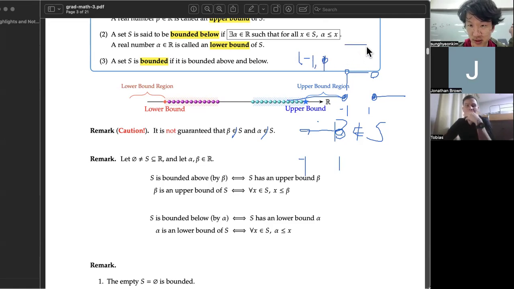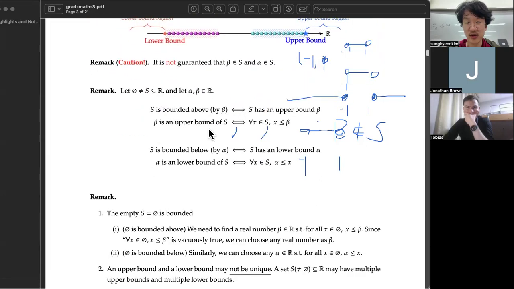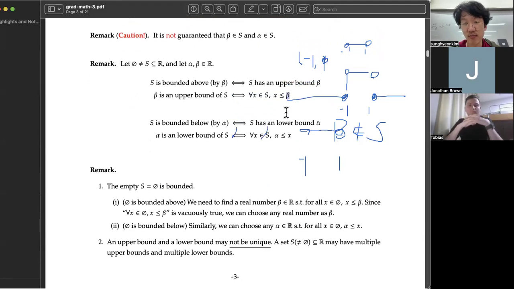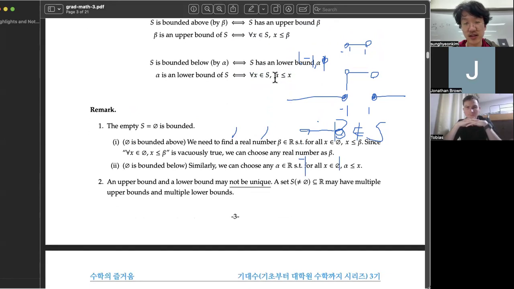S. Yeah, this will be a nice example. -1 to 1. Yeah, that's another way to write it. Thank you for the correction. And we are studying mathematics, so it is very important to remember this notation: for all x which is an element of S, if there's a real number beta, then we will say there is an upper bound. And if a is smaller than every x, then we will say there is a lower bound.